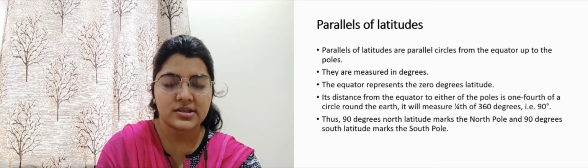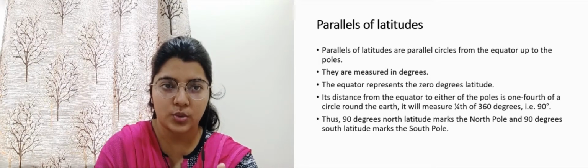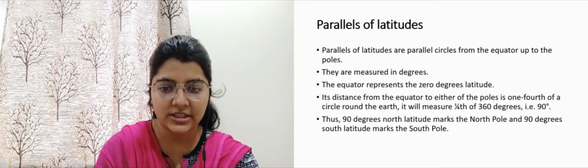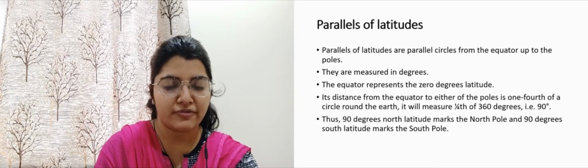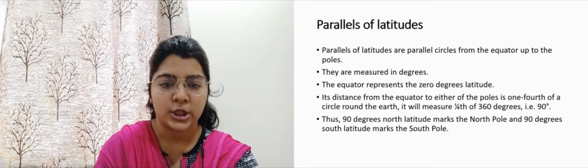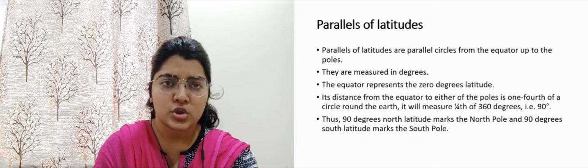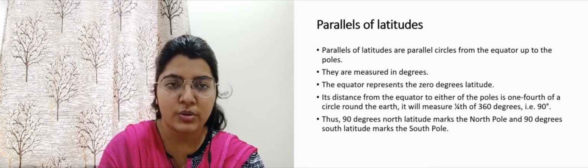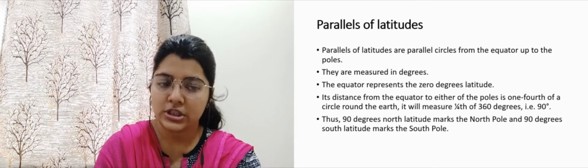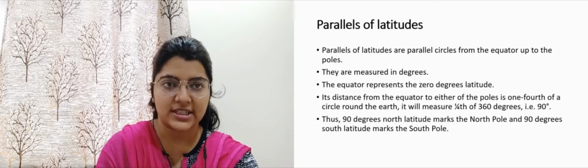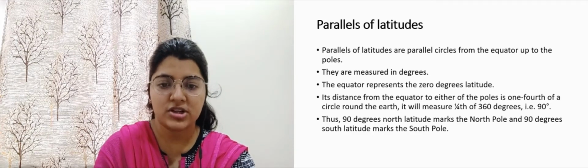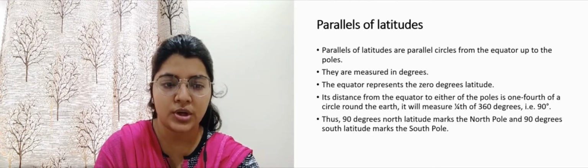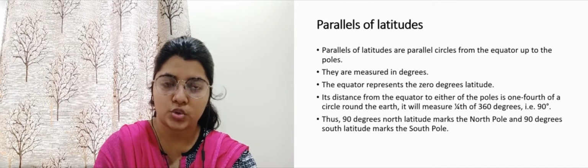The equator represents the 0 degree latitude. The distance from the equator to either of the poles is 1/4 of a circle round the earth. It will measure 1/4 of 360 degrees, that is 90 degrees. For now you need to remember only that 1/4 of 360 is 90 degrees. Thus 90 degrees north latitude marks the North Pole and 90 degrees south latitude marks the South Pole.